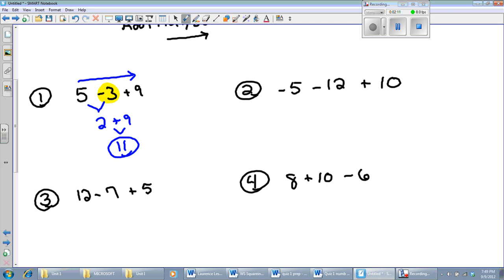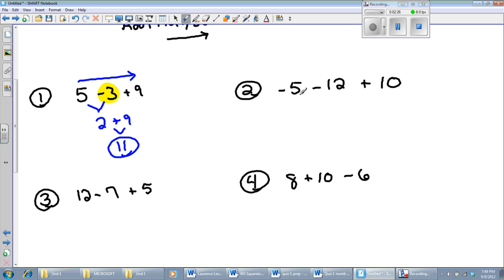If you do 3 plus 9 and then 5 minus it, you're going to get an incredibly small negative number, like negative 12 or something like that. Excuse me, negative 7. That is not correct. We have to go left to right.